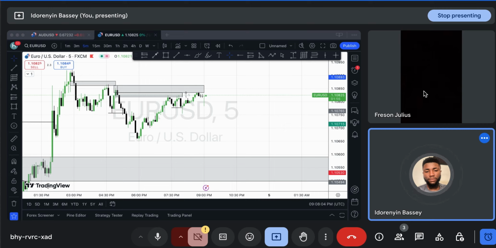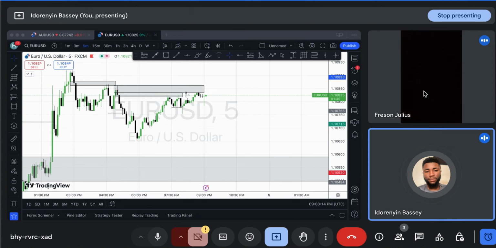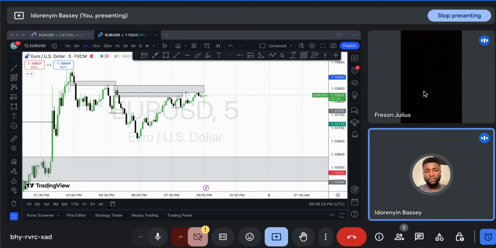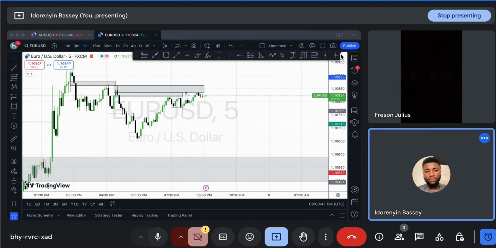I'm going to be giving you an assignment to carry out, and you'll be posting them in the group. Also, most importantly, I want you to make sure that you have your trading journal, so you can be jotting down important keywords about the whole trading.